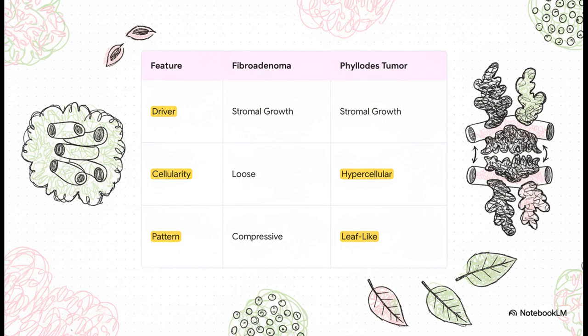See, both are driven by stromal proliferation. But in a phyllodes tumor, the stroma is hypercellular. It's way more dense, and it grows way more aggressively. So instead of just squishing the ducts, it actually bulges into them, creating these leaf-like projections. And that's exactly where it gets its name. Phyllodes is just Greek for leaf-like.